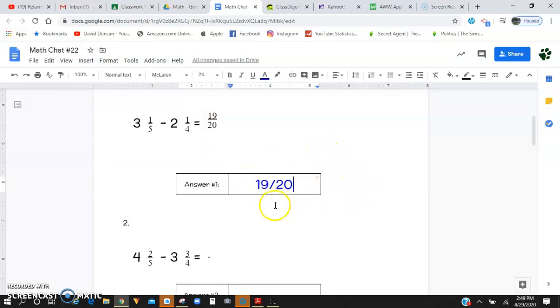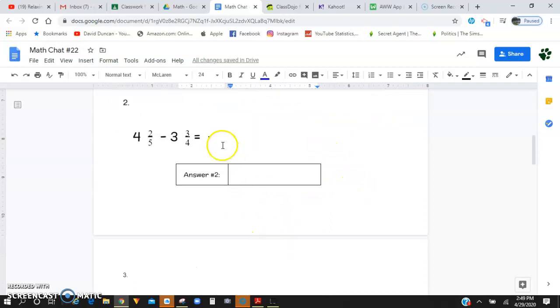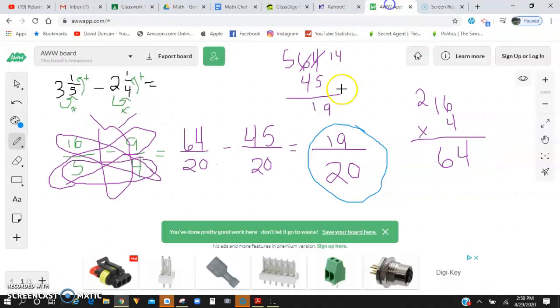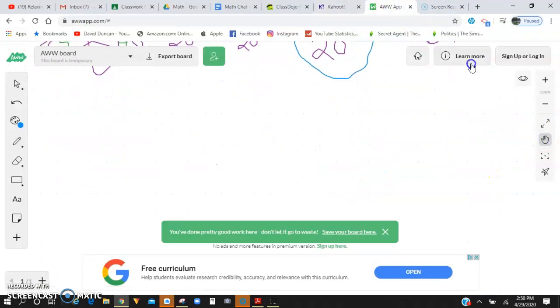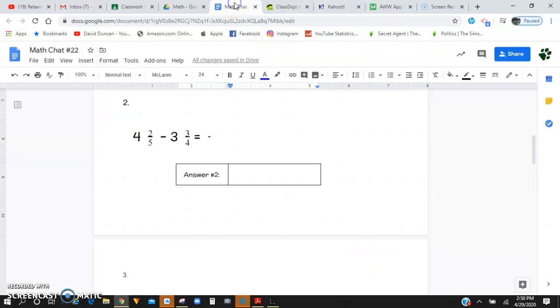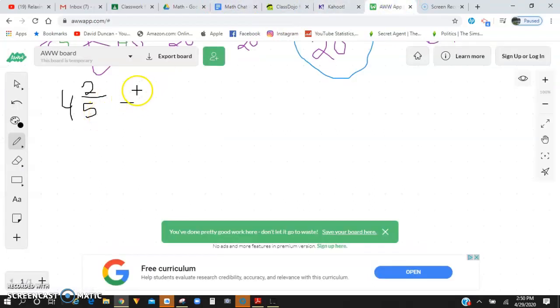I'm going to do one more problem with you guys. I'm going to attempt to do number 2 with you. So that's 4 2/5 minus 3 3/4. Oops. So I'm going to move this, and we're going to go back to black. There we go. 4 2/5 minus, was it 3 3/4? Yep. 3 3/4.